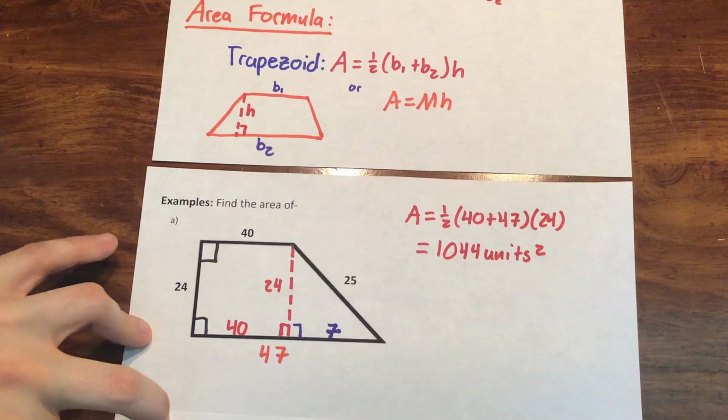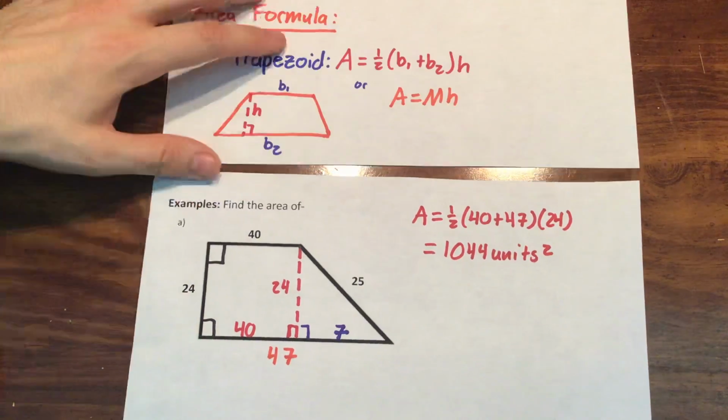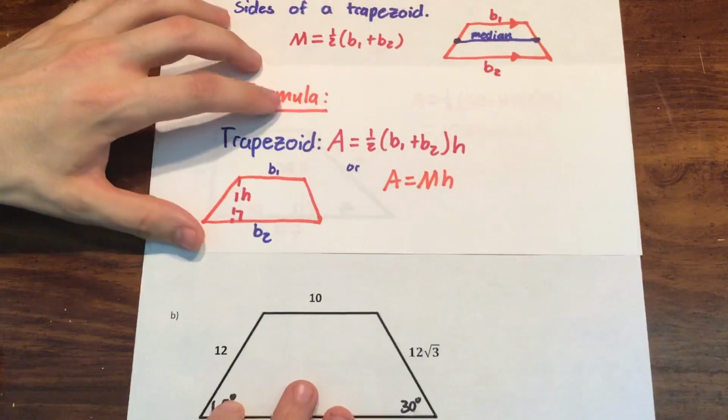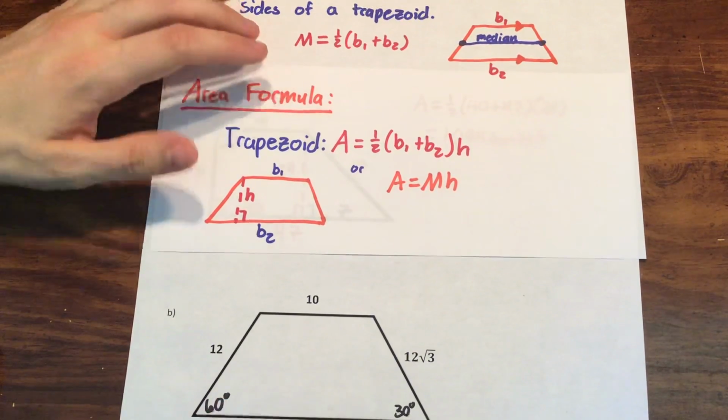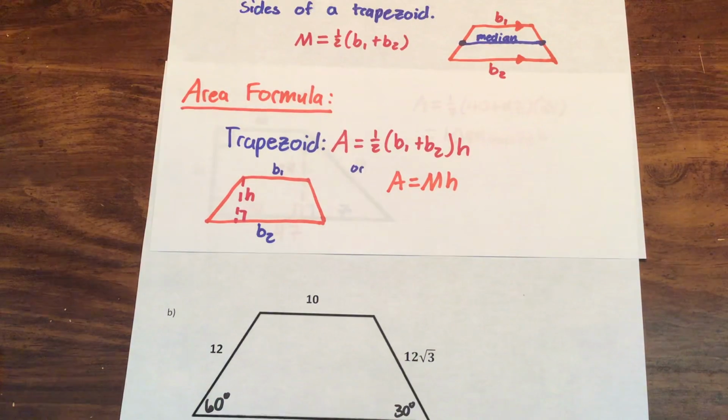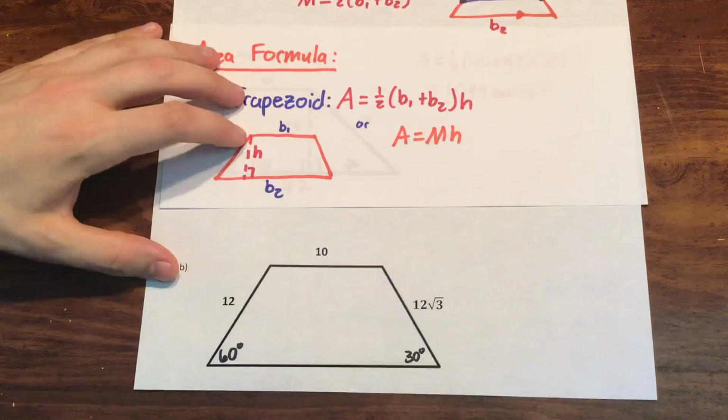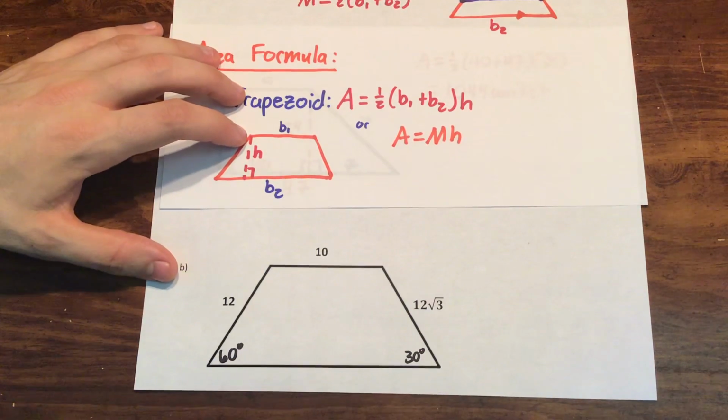All right, let's move on to example number 2 now. Example number 2 right here. Now we're given a couple more side lengths, but we're still missing our bottom length. And in this case, we're given a couple of angle measurements. We're given 60 degrees and 30 degrees.